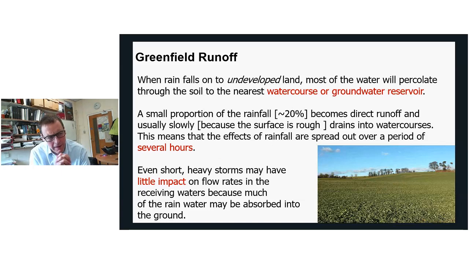When rain falls on undeveloped land, we know this from week 1, most of the water will percolate through the soil to the nearest watercourse or groundwater reservoir. Only a small proportion is converted to runoff. So even when you have quite significant short duration heavy storms, which are the kind that really test your urban drainage systems, there can be very little impact on watercourses because most of that runoff is absorbed.